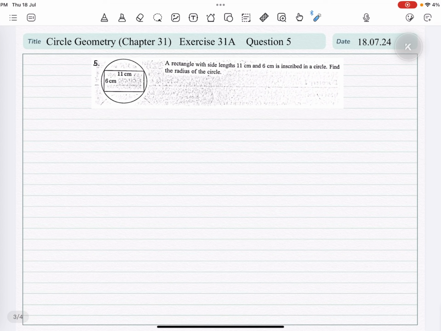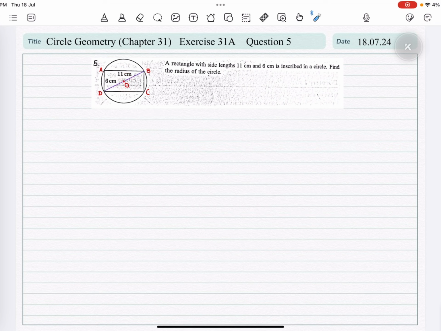So if this is the center, we have to find this length or this length or this length or this length. It's basically the same length. First thing, for this type of question, we label it. If we have to find the radius, we label the diameter and we label the center of the circle to get the radius. First, we're going to label the rectangle and we're going to write A, B, C, D, and then we're going to label the diameter of the circle, and then we're going to label the center of the circle.